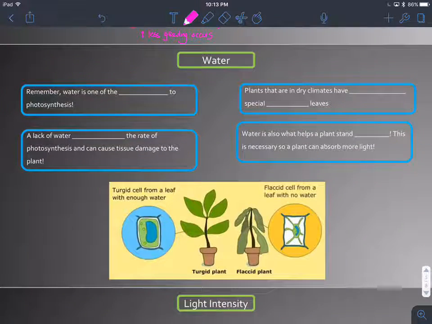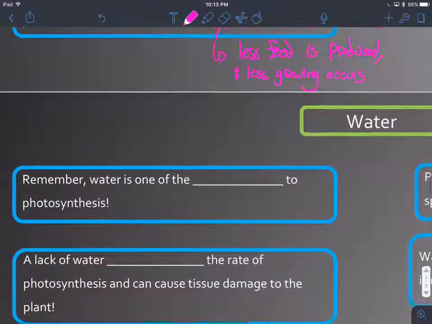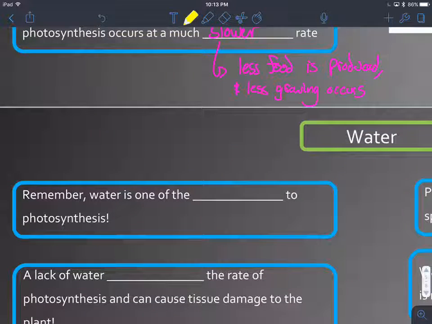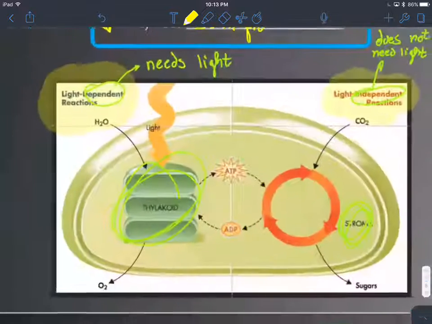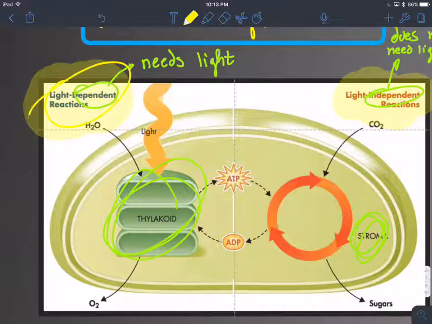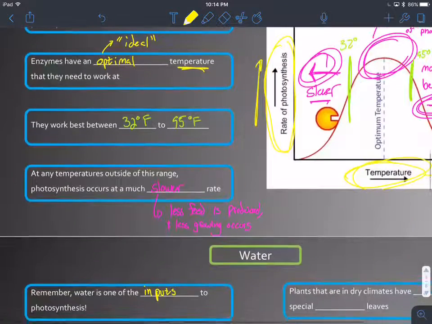All right, now what about water? We said water is very important. And this is because, if you can remember, water is actually one of the inputs to photosynthesis. If we go way back up to the top, you can remember that right here in this light-dependent reaction, we have water right there. Okay, so water is an input into photosynthesis, and without it, we're not actually able to make the ATP we need.